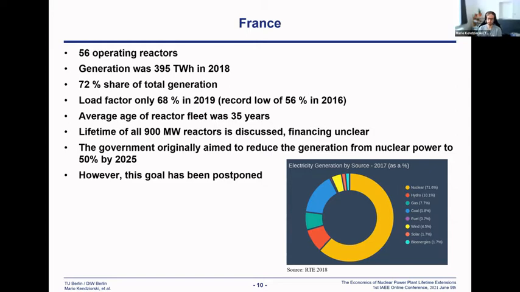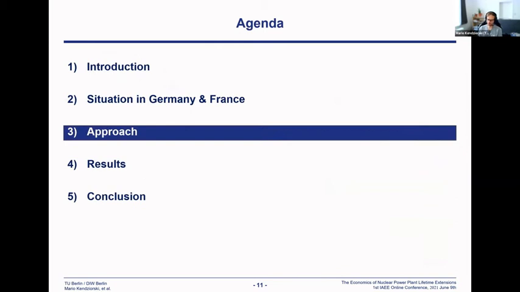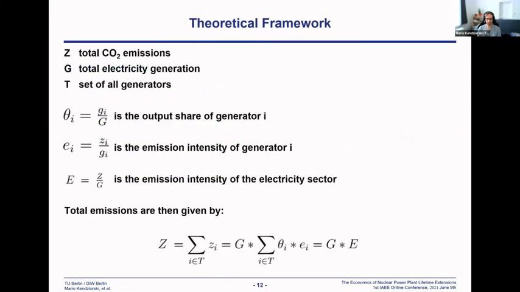So the most likely situation right now is that nuclear power plants' lifetime will be extended, at least for the oldest ones. So our approach here is to first discuss a theoretical framework to calculate the intensive and extensive margin of the increase or decrease of emission.